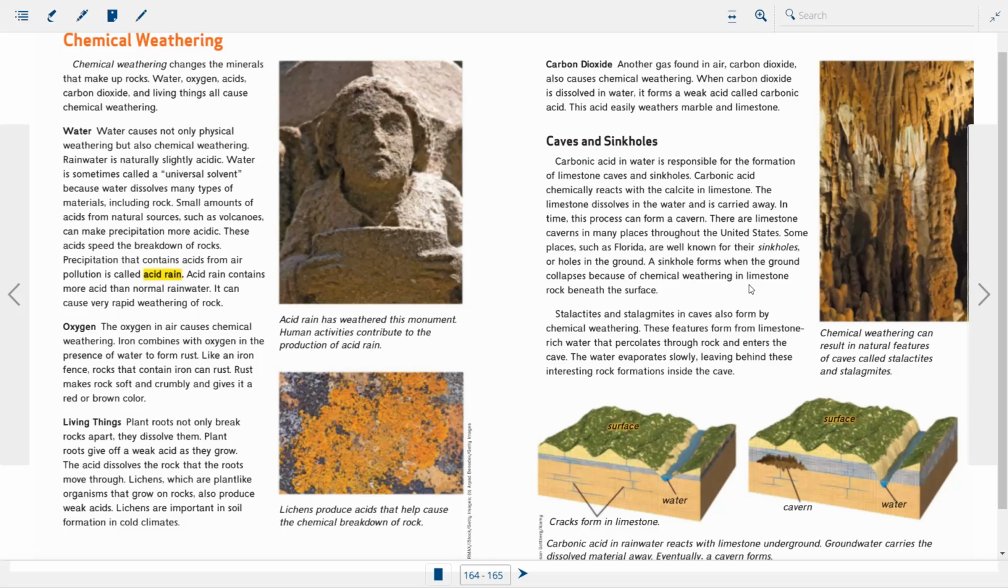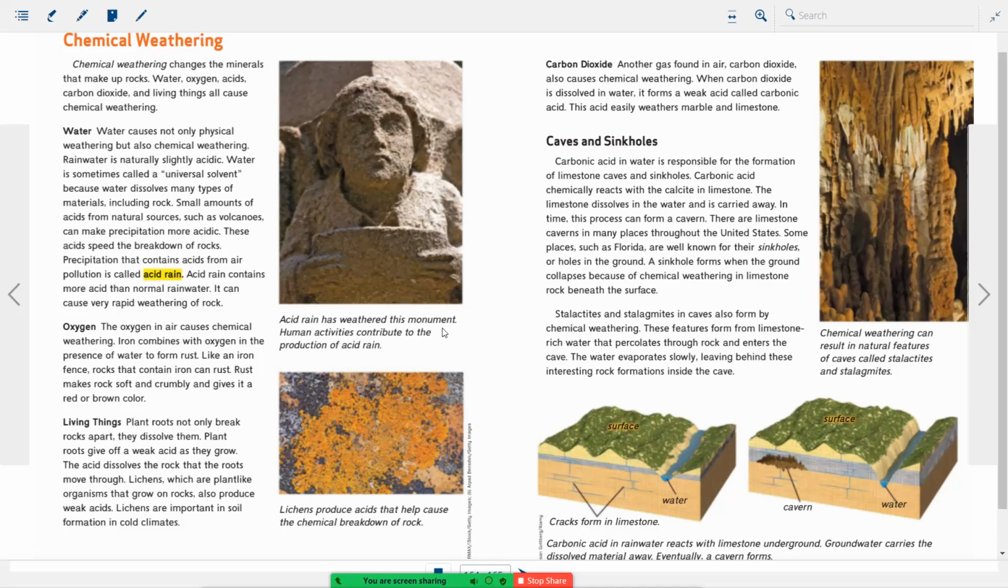Living things. Plant roots not only break apart rocks, they dissolve them. Plant roots give off a weak acid as they grow. The acid dissolves the rocks that the roots move through. Lichens, which are plant-like organisms that grow on rocks, also produce weak acids. Lichens are important in soil formation in cold climates.